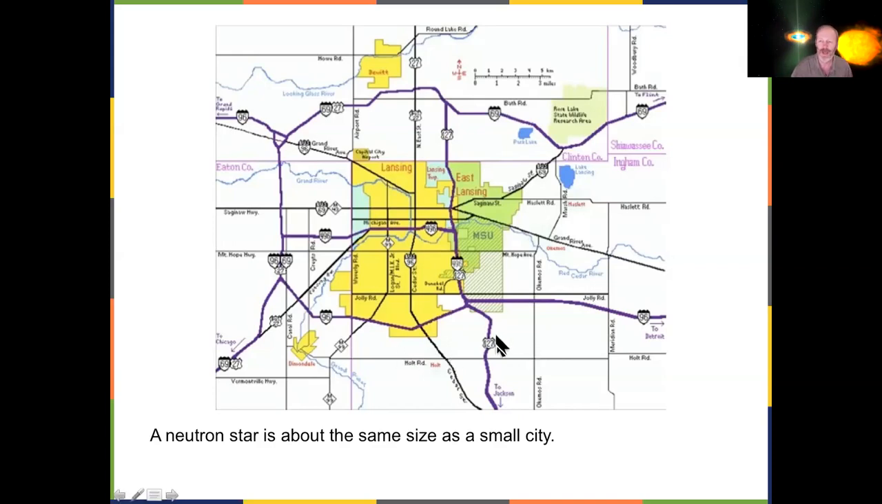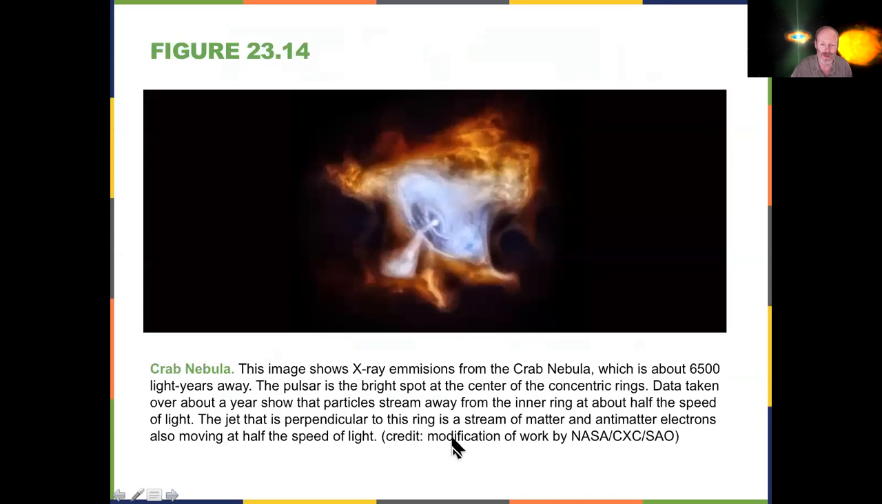But instead of being 5,000 miles across or 3,000 miles across, it's going to be about 5 miles across. And that same sand bucket of material, instead of weighing as much as Mount Everest or all of the Himalayas, is now going to weigh about as much as the Asian continent. It's pretty heavy there.